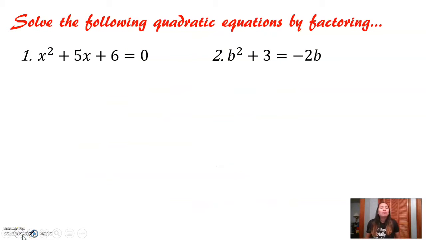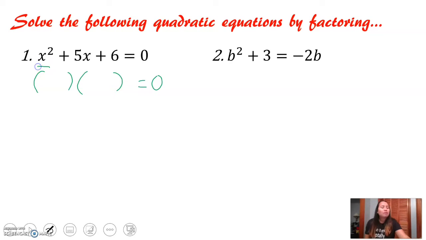Okay? Now, solve the following quadratic equations by factoring. For number 1, we don't have to rewrite it into standard form because it's already written in standard form. So we'll just go ahead and solve it. The first thing that you're going to do is draw two sets of parentheses. Okay? We'll get the factors of x squared first. That's going to be x times x, because x times x is x squared according to the laws of exponents.